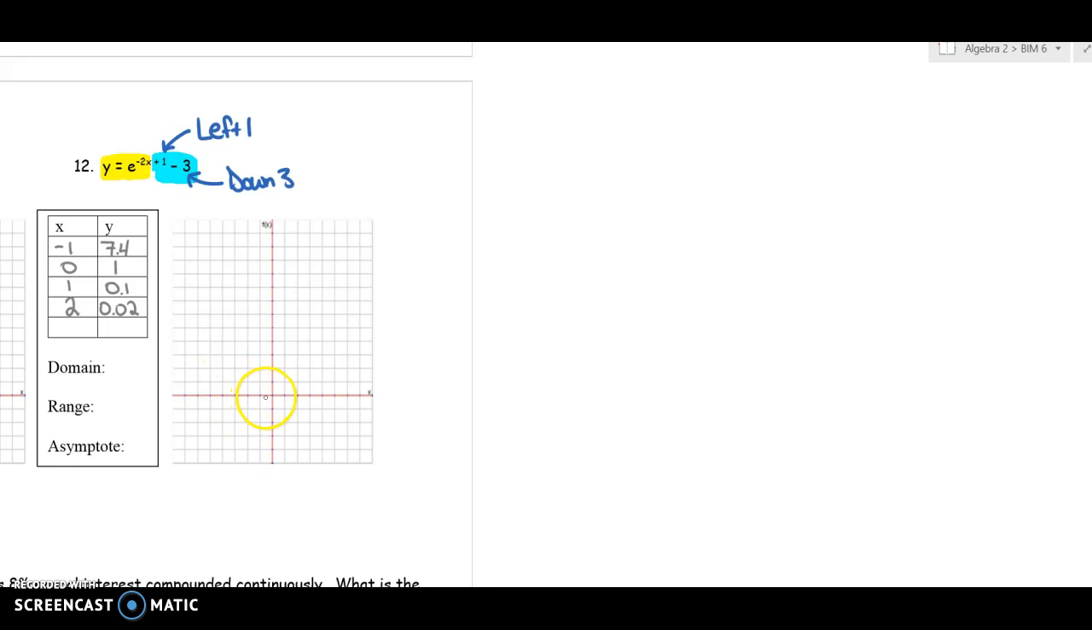So when I plot this, -1, 7.4. If you'd prefer, instead of making a little x, if you'd prefer to count to here and then immediately go left 1 and down 3 and put the actual point, that would be fine. 0, 1, 0.1. Each of these points I'm going to move left 1 and down 3.